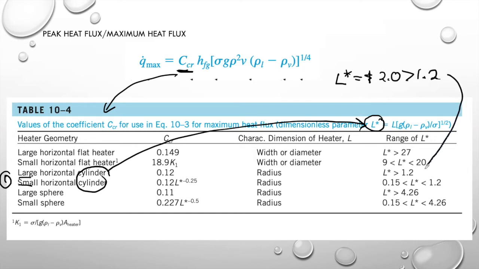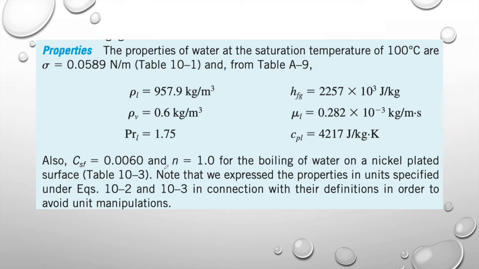Take a look at this L star. We will refer only to this because we have cylinder geometry. So L star, which is greater than 1.2, is here. Take a look at here and then at this value. So our value for the C_CR is 0.12. So our C_CR is 0.12.